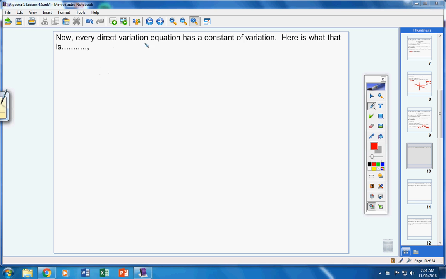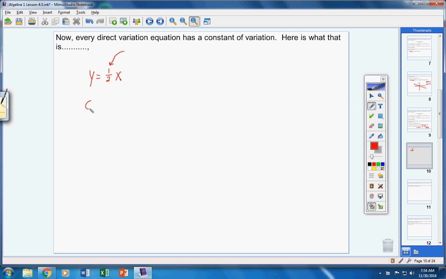Every direct variation equation has a constant of variation. Write this in your notes, please, copy this down. First of all, I think we can all agree this is a direct variation equation. It's a linear equation, and I only have a y term and an x term, okay? Now the constant of variation is always the x coefficient.